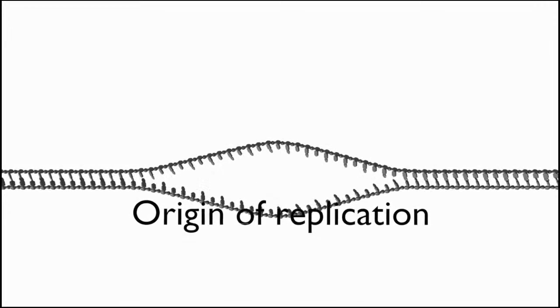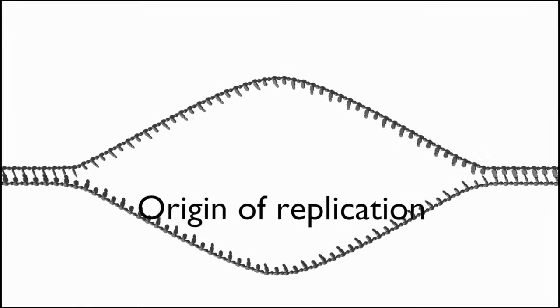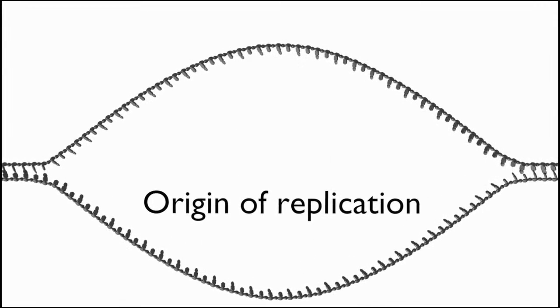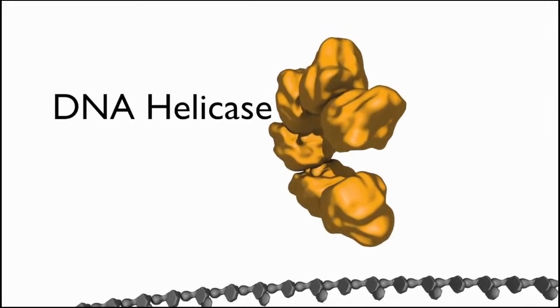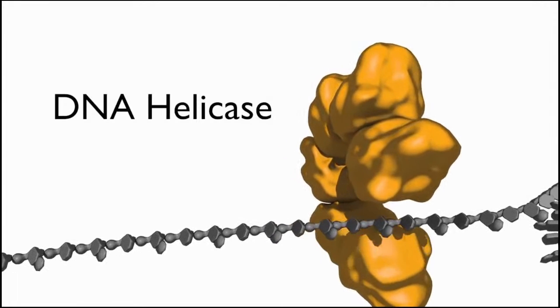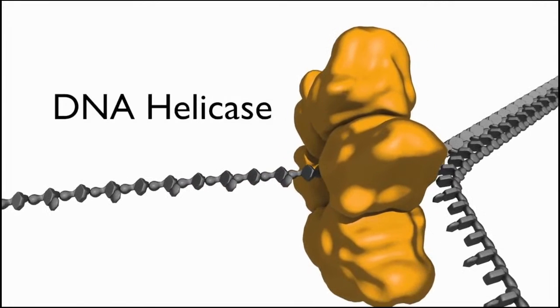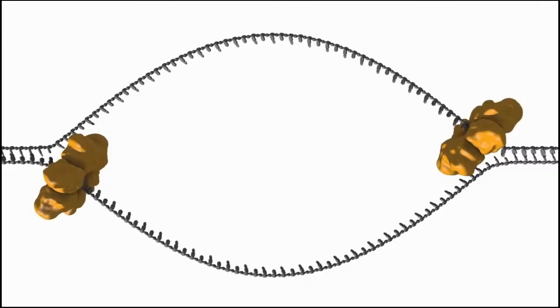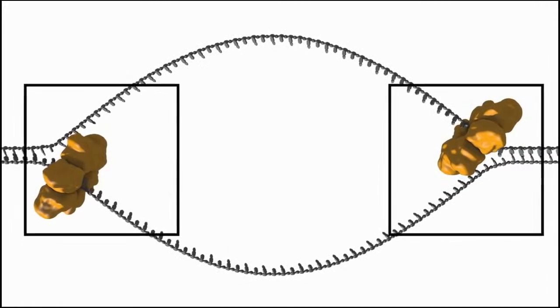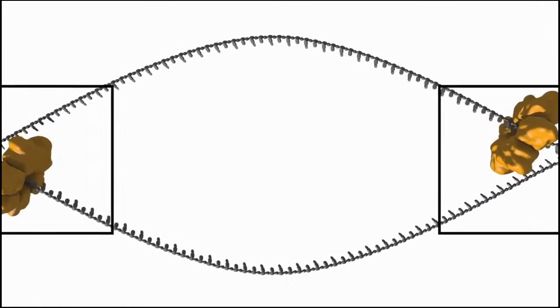This opening is regulated by a series of initiation regulatory proteins not shown here. Once open, a DNA helicase, a ring of 6 subunits, is loaded onto one strand of the DNA at each side of the replication bubble. This establishes 2 replication forks that will move away from each other as replication proceeds.